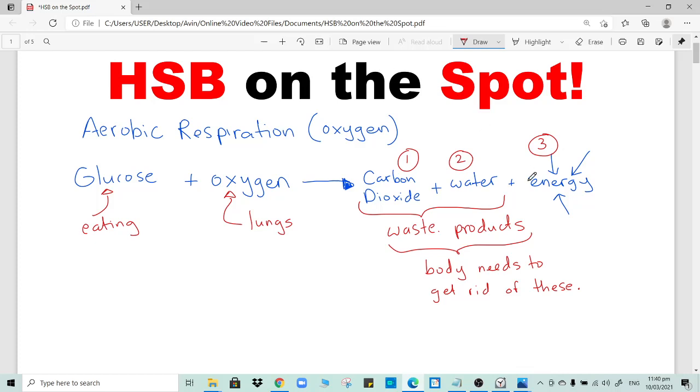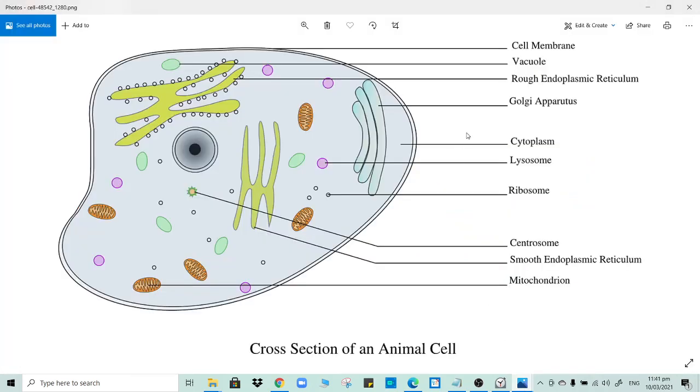Let's talk about where this process takes place. We know the glucose we get from eating, the oxygen is from the lungs, but at which part in the body do these two meet and say hello and combine? Well, I'm going to assume that you know a little bit about plant and animal cells. Over here, I have a picture of an animal cell. Now, it's a little complex for the HSB syllabus. It has a lot of stuff in it that you don't need to know. But I want you to keep your eye on the mitochondrion, right? You see these little orange things with little squiggly lines inside of them. So the mitochondria is inside of the animal cell.